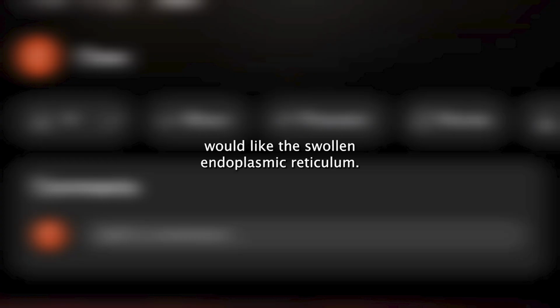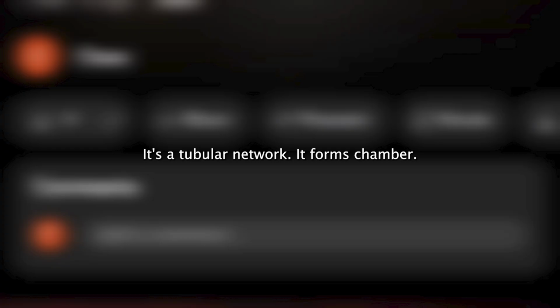Sarcoplasmic reticulum, that sounds like what? Endoplasmic reticulum. Smooth, like the smooth endoplasmic reticulum. It's a tubular network. It forms chambers called terminal cisternae that attach to the T-tubules. Two terminal cisternae plus a T-tubule form what's called a triad. You'll see what that looks like in a second. So the sarcoplasmic reticulum is specialized for the storage and release of calcium ions.